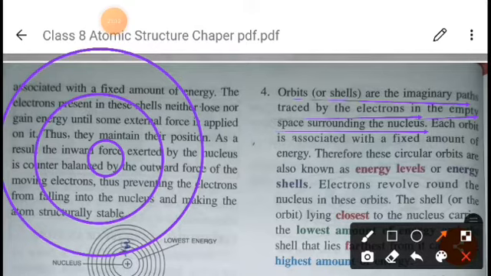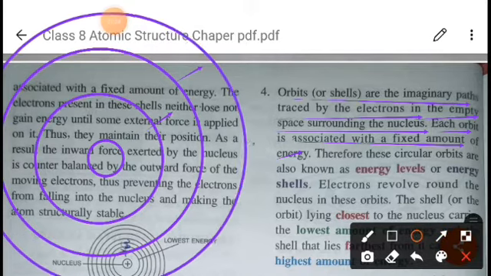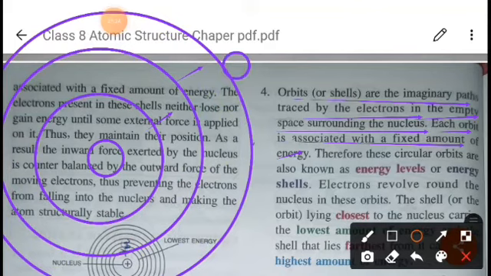It is just an imaginary path. Each orbit is associated with a fixed amount of energy. Whatever the energy of this orbit will be, this orbit will be different. And if another orbit is coming like this, the energy of this orbit will be different. So you can see each orbit is associated with a fixed amount of energy.